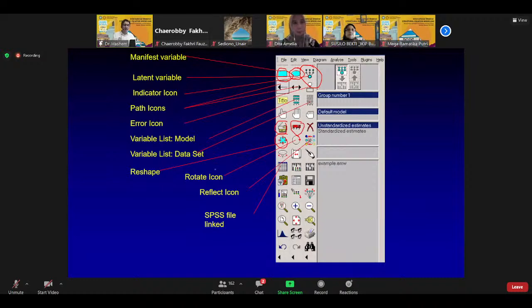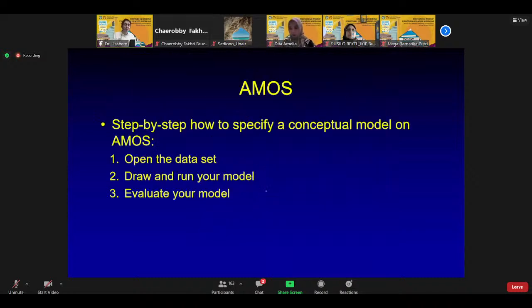There are so many icons, and you can learn them by yourself, because now is not the right time to teach you one by one, right? For Amos, I put this as 3 or 4 slides later for the beginner, and you can learn about Amos step by step, how to specify the conceptual model. On Amos, first, we should open the data set, and then draw and run your model, and then evaluate your model. That's all.